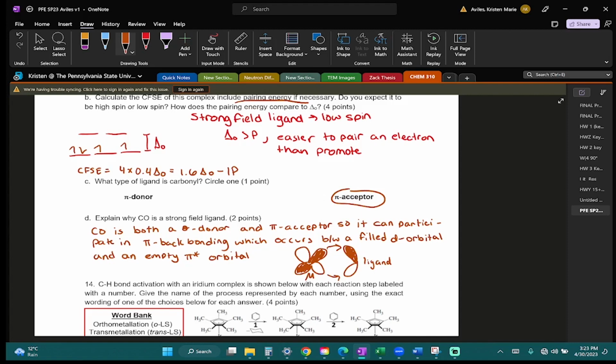Any questions on that one? Remember, pi back bonding, important. Carbonyl, cyanide, between metal d orbital and empty pi star orbital. Diagram looks kind of like that.